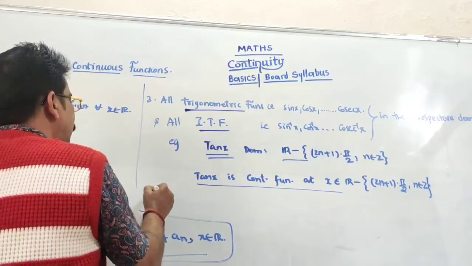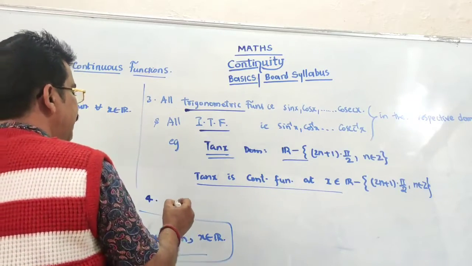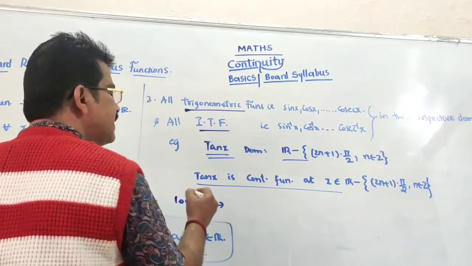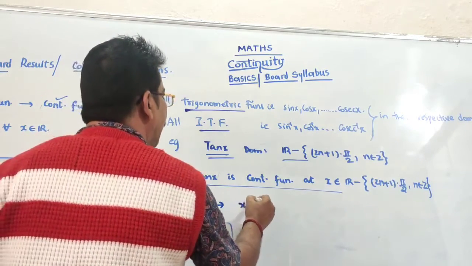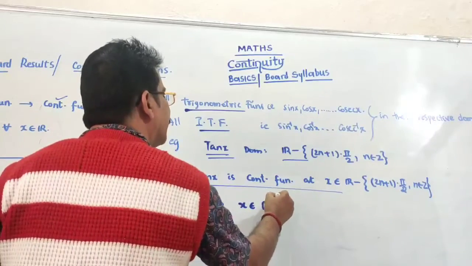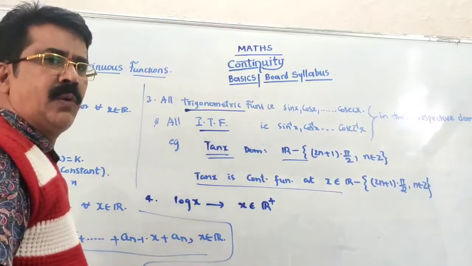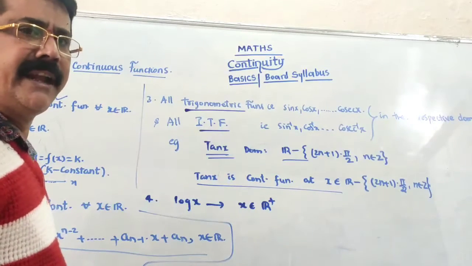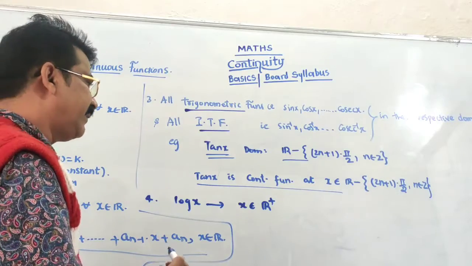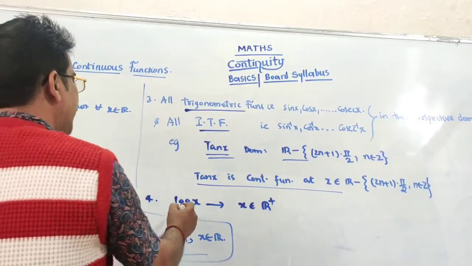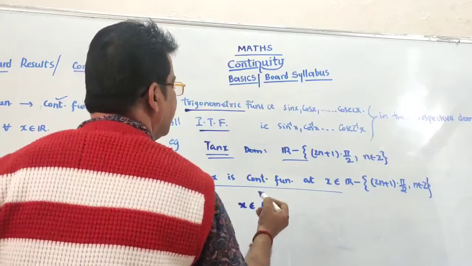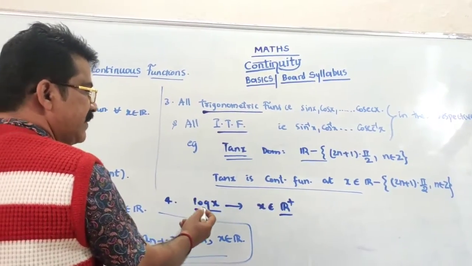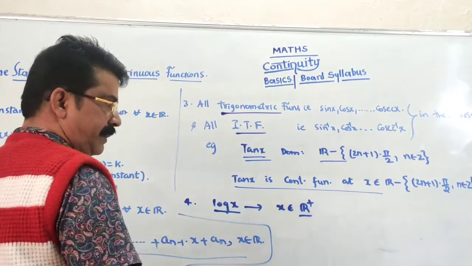Next, number 4. For example, logarithmic function. Log x is always a continuous function, but x belongs to capital R plus, means at x equal to 0 it is not defined. Log x is not defined, and at negative values of x it is not defined. Therefore, log x is defined in R plus only. Therefore, log x is always a continuous function at x belongs to capital R plus.